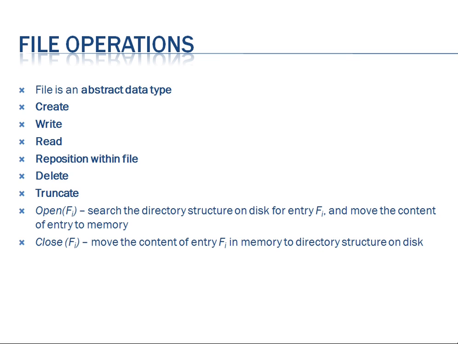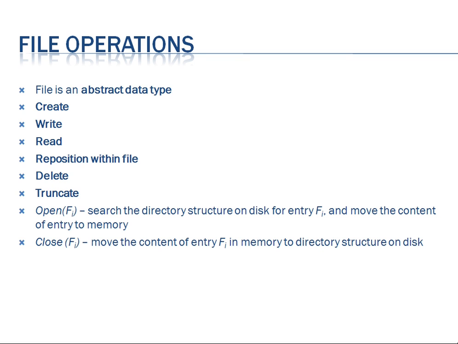Then OpenFI is an operation that searches the directory structure on the disk for entry FI. Here we are passing a parameter FI, which is the file name associated with it. If you are performing an open operation on a particular file named FI, this makes the operating system search the directory structure on the disk for the entry of the file FI and move the content of this entry to memory, that is main memory.